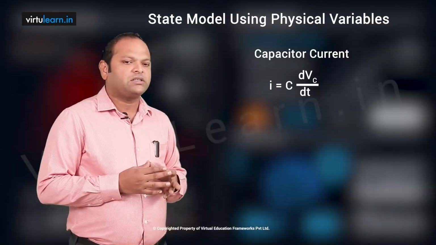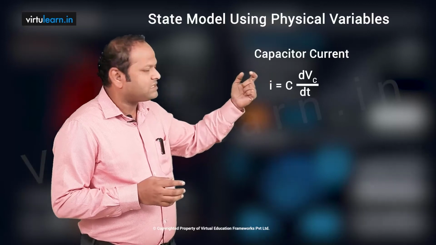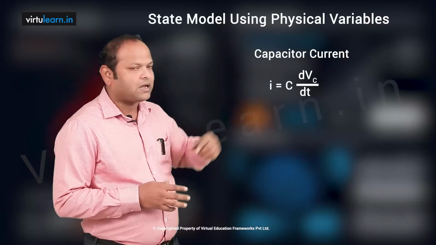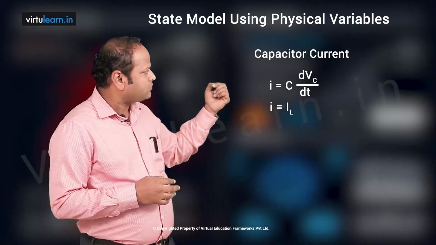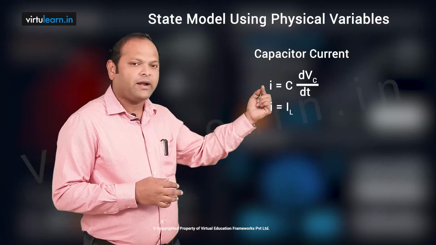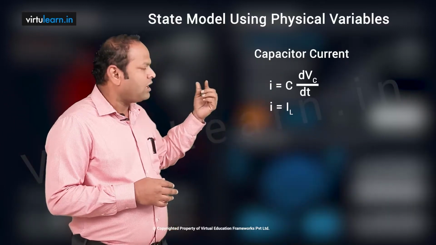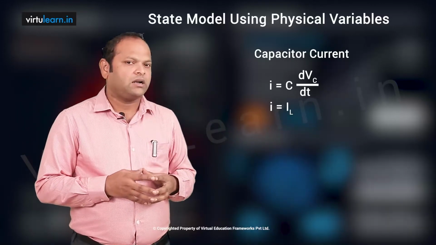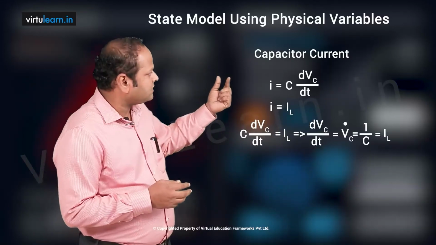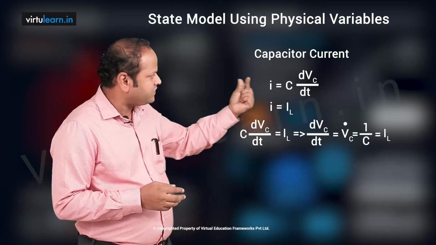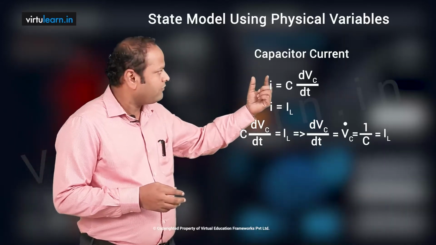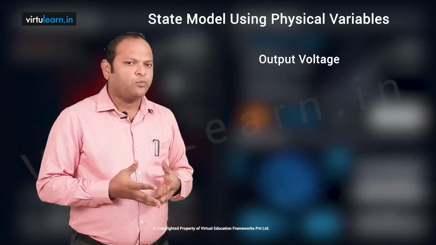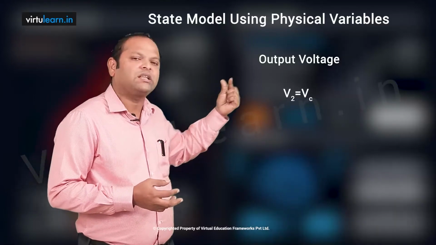Then I can write the capacitor voltage. The capacitor current is C dV by dt. Capacitor voltage is Vc, which is one of the state variables. With that I can write the current through the capacitor. The current through the capacitor, small i, is equal to C dV by dt or C dVc by dt, where small i is nothing but capital IL, which is my inductor current, one state variable. So I can write dVc by dt, that is Vc dot, is equal to 1 by C into IL. This is the second equation. What is the output? Output voltage V2 is nothing but Vc.